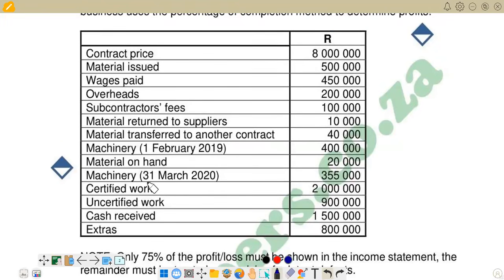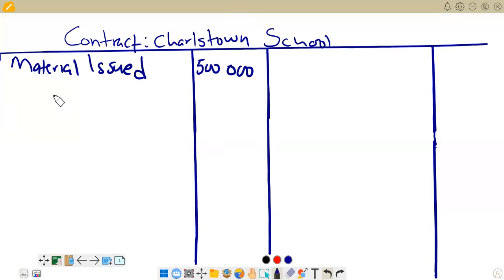Right, we've got wages paid again. Wages is a cost again. So we are going to enter it again on the debit side. So here we have wages. The amount for wages is 450,000. Then we go to the next one.